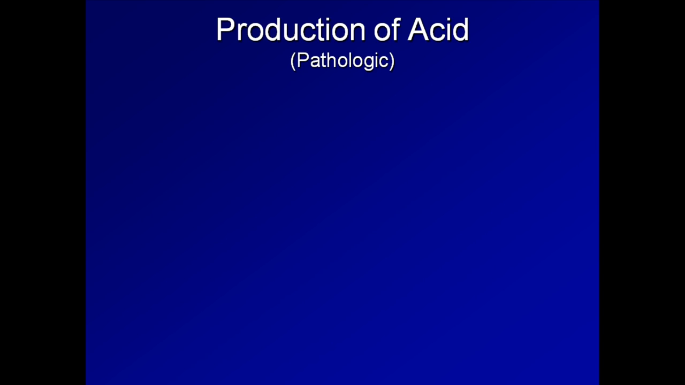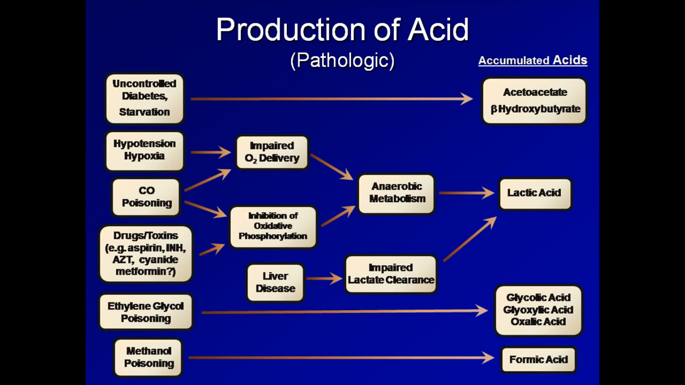In addition to the normal physiologic formation of acids by the body, there are numerous clinical situations in which pathologic production of acid can occur. This is a rough schematic of how the more common of these pathologic acids can be formed. I won't say anything more about these specific processes at this point, as they will be discussed in more detail in future lectures.